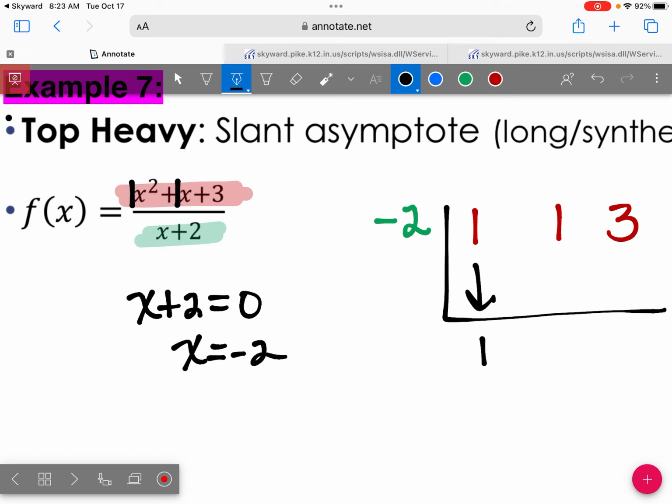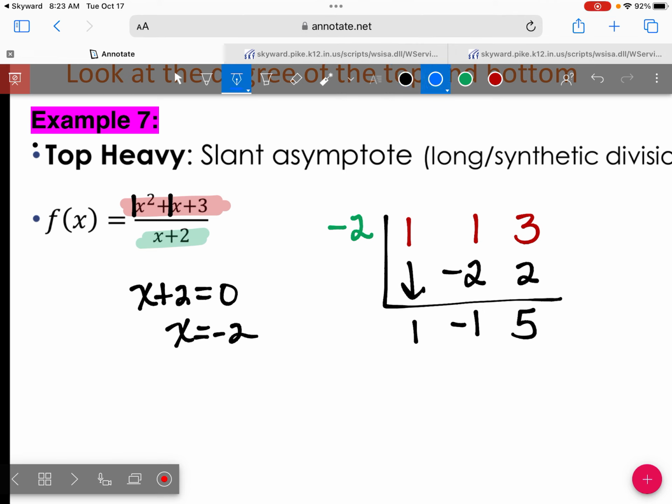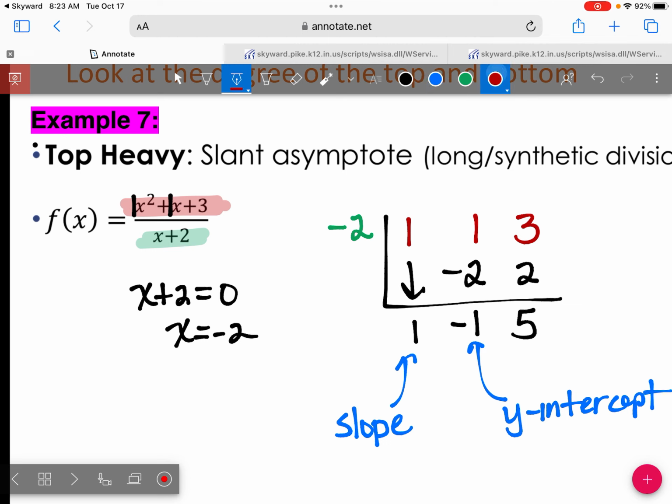And then 1 times -2 is -2. You add, you get -1. Multiply, you get a +2. You add, you get 5. This is not a factor, so we don't expect to end with a 0. So what this represents, this is the slope of your slant, and this is your y-intercept. This number means nothing. We don't use that number. It's just the first two numbers.